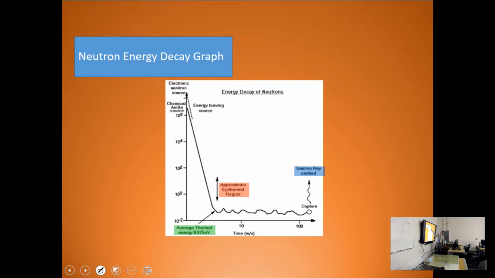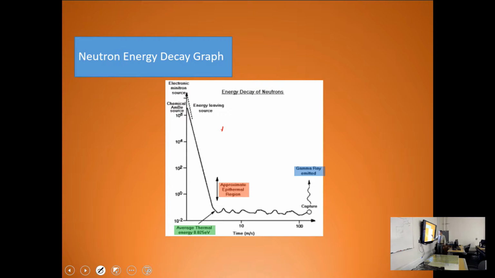So this is showing energy levels, or scattering, if you will, as a function of time. Okay? So it's all happening very fast. You have a source of neutrons, maybe americium beryllium, chemical source that you put in the actual logging tool, and then that is putting accelerating neutrons into the formation. You start off at a very high energy level, and then there's three energy levels that we're interested in.